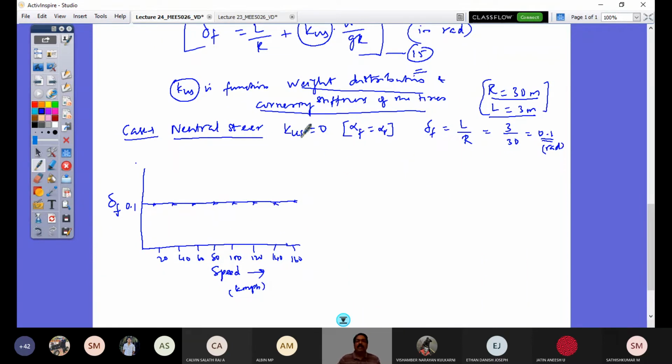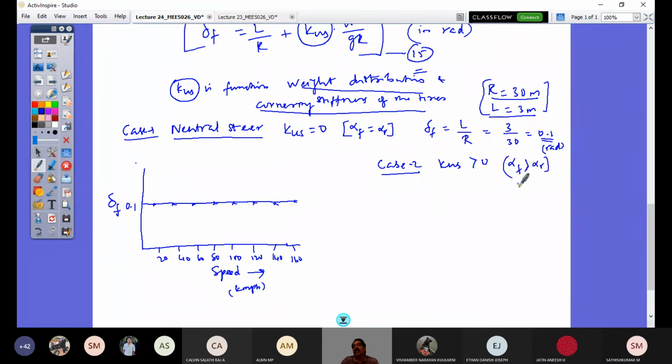So now, in case this KUS is not 0, then what would happen? In case 2, KUS is greater than 0. So when can that happen? It can happen when your alpha F is greater than alpha R.